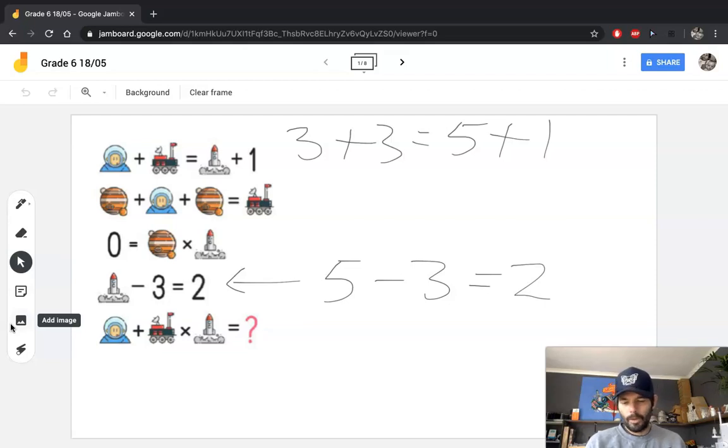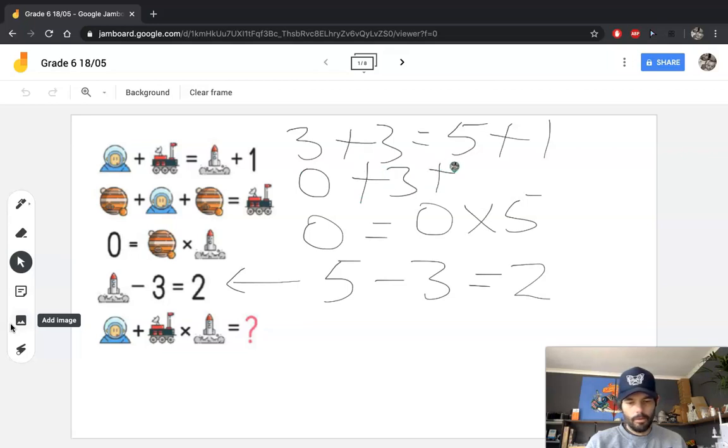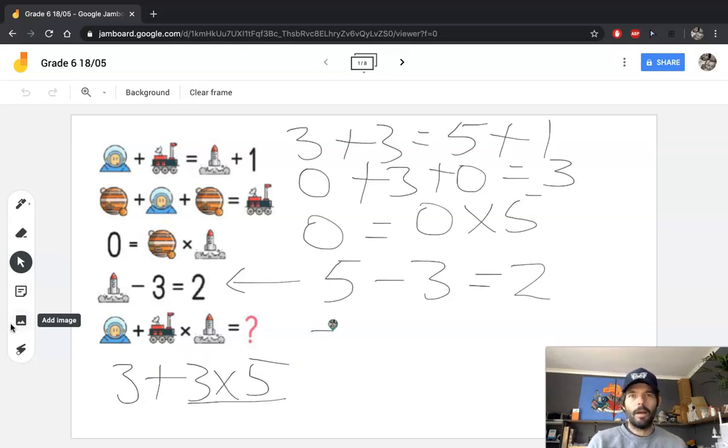Okay, and then from there I went to the third line, because 0 is equal to 0 multiplied by 5. So then I went to this top line and I put the 0 in. 3 plus 0 is equal to 3. All right, and then I just plugged in the values at the bottom. 3 plus 3 times 5, and we know that we do the 3 multiplied by 5 first, which is equal to 15, and then we add that 3 at the beginning, and our final answer is 18.